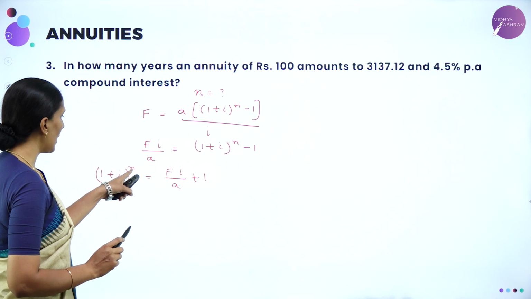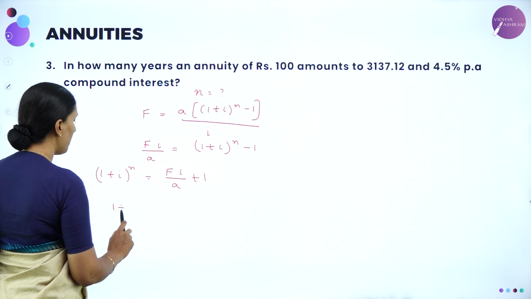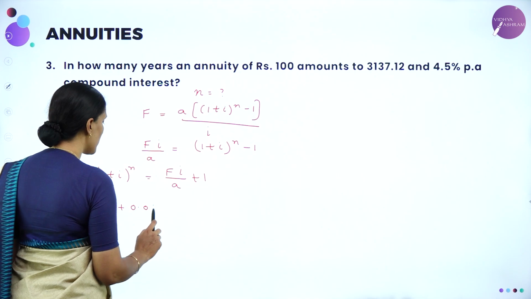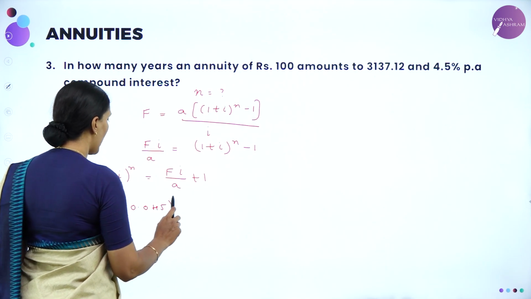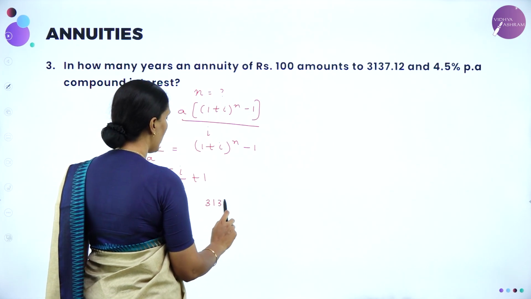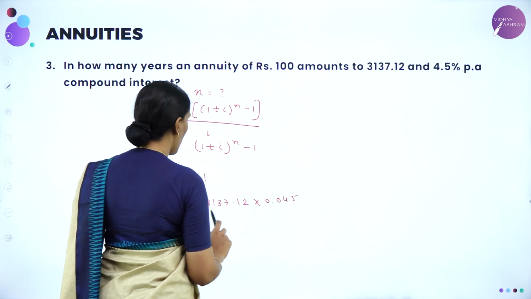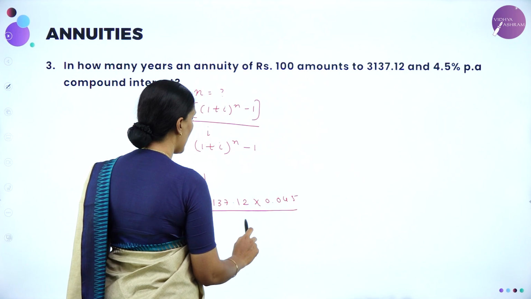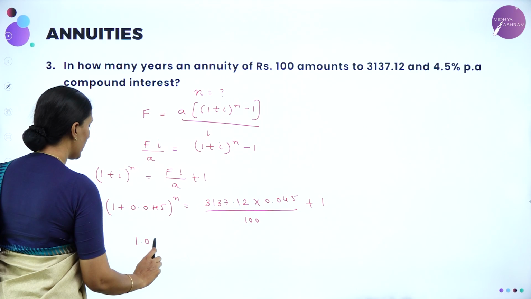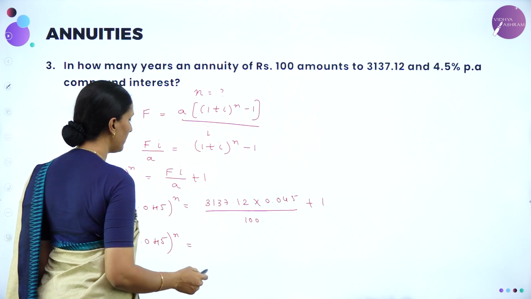So this is equal to (1 plus i) whole to the power n. Since we need to calculate n here, let us substitute the values. We will get 1 plus the interest rate, 4.5%, in decimal it is 0.045, whole to the power n. The future value is 3,137.12 into 0.045, whole divided by the annuity 100, plus 1. So here we will get 1.045 whole to the power n.